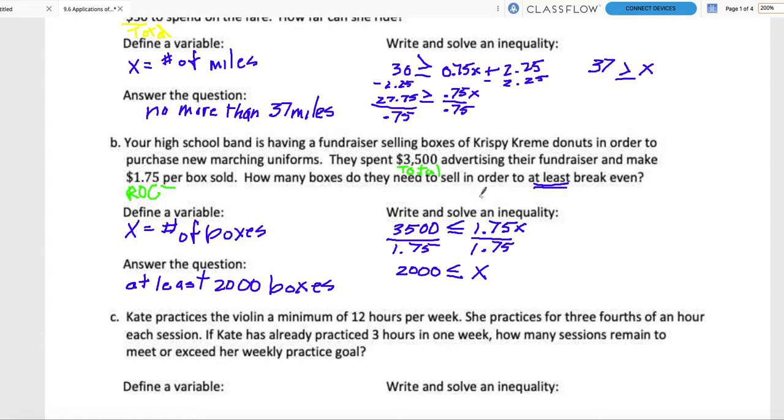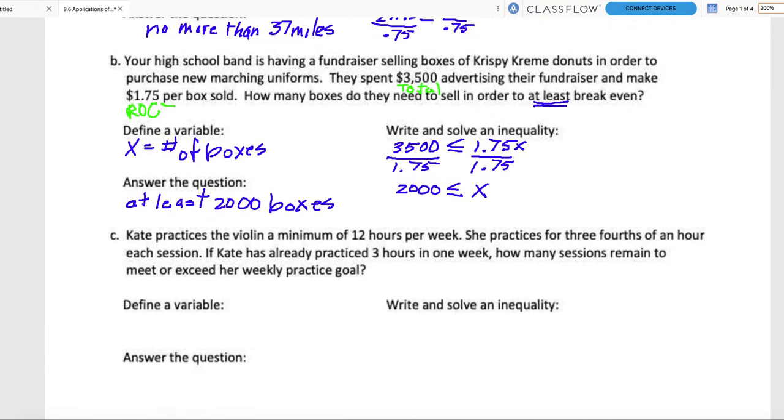Now, you might be more comfortable putting the Y on the other side, so let's do that for the next one. Kate practices the violin a minimum of 12 hours per week. Okay, there's a dead giveaway right there. A minimum is going to give me an inequality. 12 hours per week, there's a per, so I've got a rate of change right there.